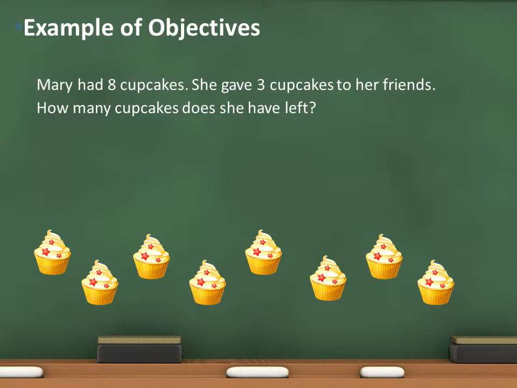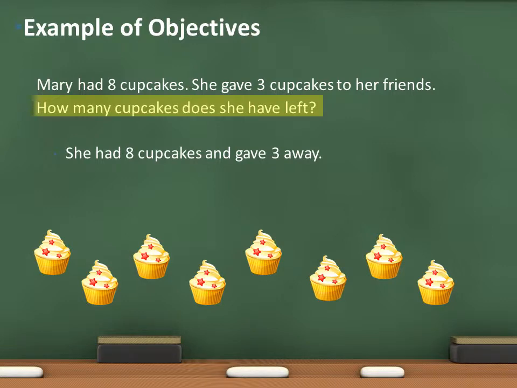Mary had 8 cupcakes. She gave 3 cupcakes to her friends. How many cupcakes does she have left? She had 8 cupcakes and gave 3 away. That is the explanation of the problem. Do you understand what the problem is telling you?